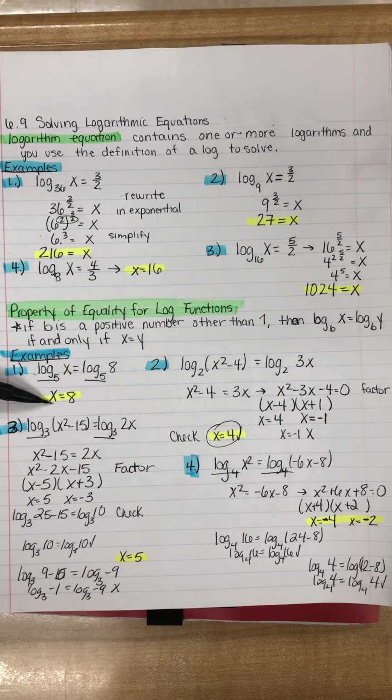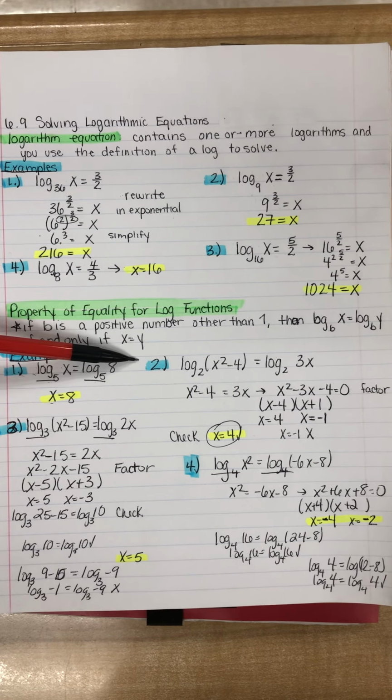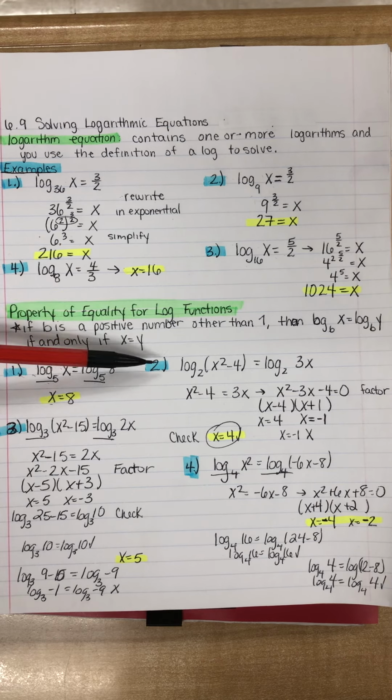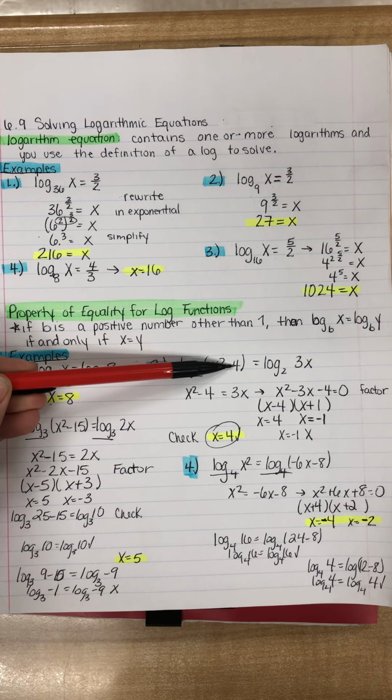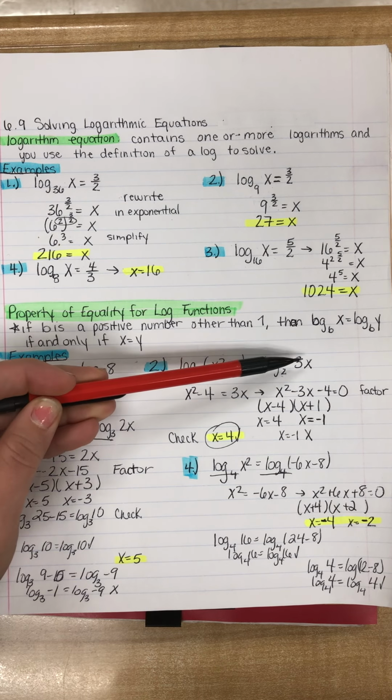X equals 8. Answer, done. Number 2 is a little more intense. So you have log base 2 of (x squared minus 4) equals log base 2 of 3x.